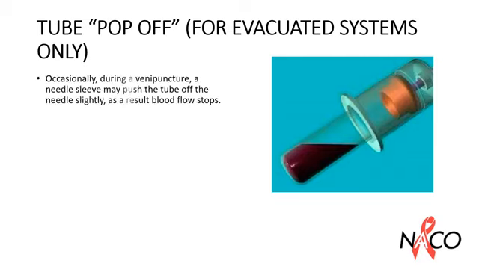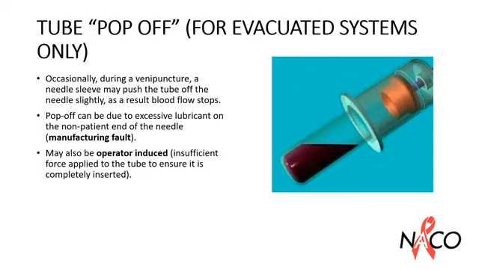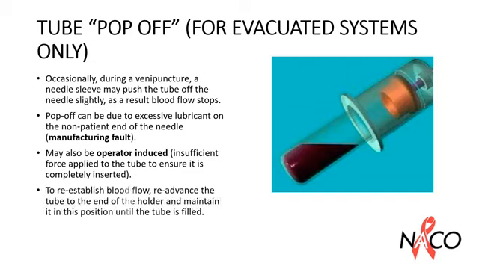Occasionally, during a venipuncture, a needle sleeve may push the tube off the needle slightly, as a result of which blood flow stops. Pop off can be due to excessive lubricant on the non patient end of the needle, which is a manufacturing fault, or a faulty sleeve, also a manufacturing issue. It may also be due to the operator applying insufficient force to the tube to ensure it is completely inserted onto the non patient needle. To re-establish blood flow, re-advance the tube to the end of the holder and maintain it in this position until the tube is filled.